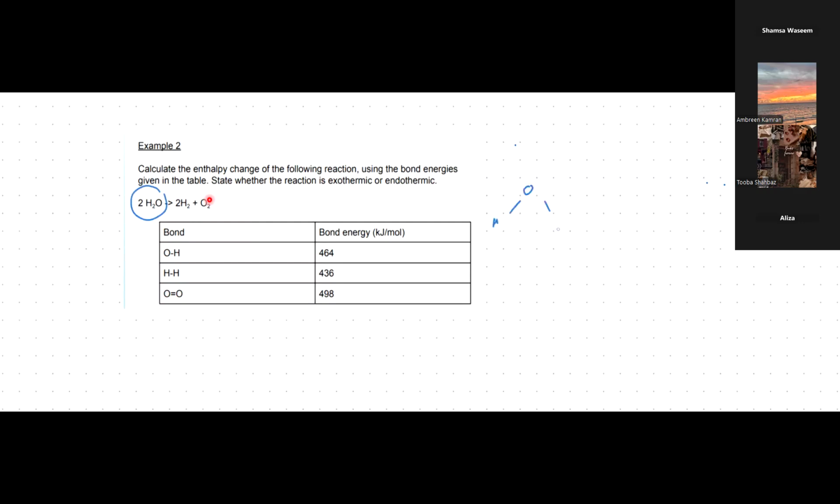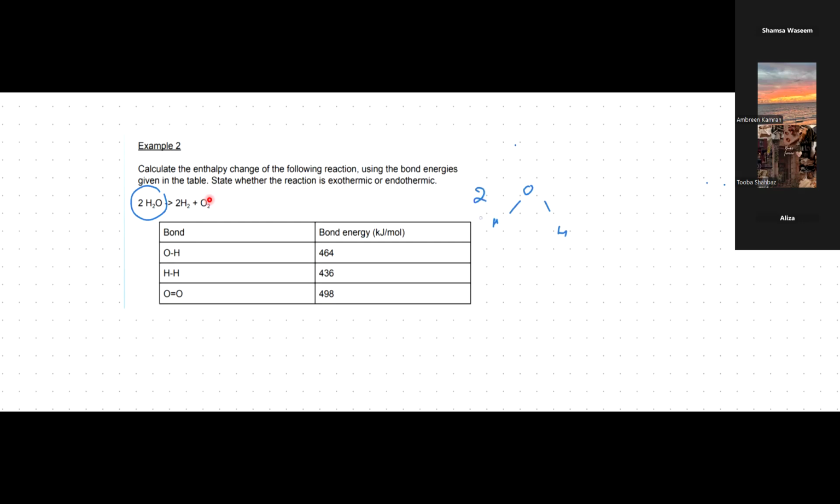Now look, whatever bonds there are, there are going to be two O-H bonds, right? When you say how many O-H bonds there are, there are going to be four O-H bonds. If I have not written a coefficient, there are two O-H bonds. If I write two, there will be four O-H bonds. If I write three, there will be six O-H bonds.